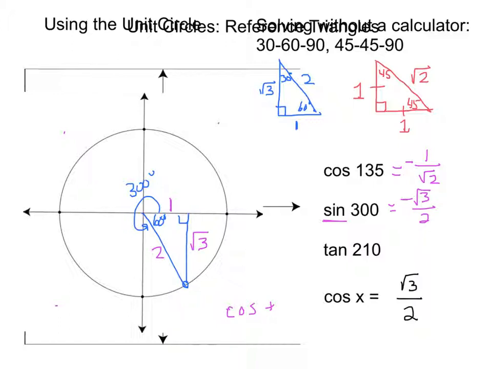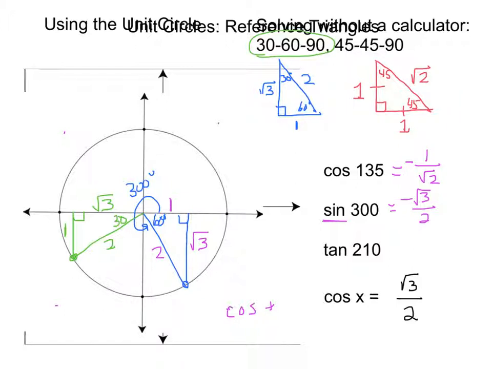Tangent 210, let's work on that one. Okay, 210, what quadrant's that in? Third. So 210 would be something like that. What would our degree right here be then? 30 degrees right there. 180 plus 30 is 210. So I draw that out. I have my special right triangle. So I have 1, 2, root 3. That just came right from this picture right here.